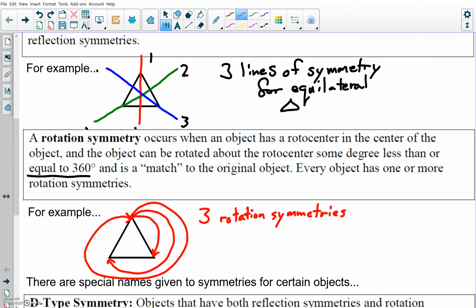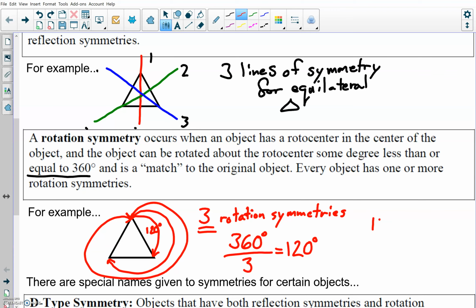And how do you figure out the degrees of the rotational symmetries? Because basically what they're going to be asking in the homework is to list the rotation symmetries with degrees. So noticing that you have 3 rotation symmetries and knowing that there's 360 degrees total, you just divide 360 degrees by how many rotation symmetries there are. Then you get 120 degrees. 120 degrees is the first rotation symmetry.